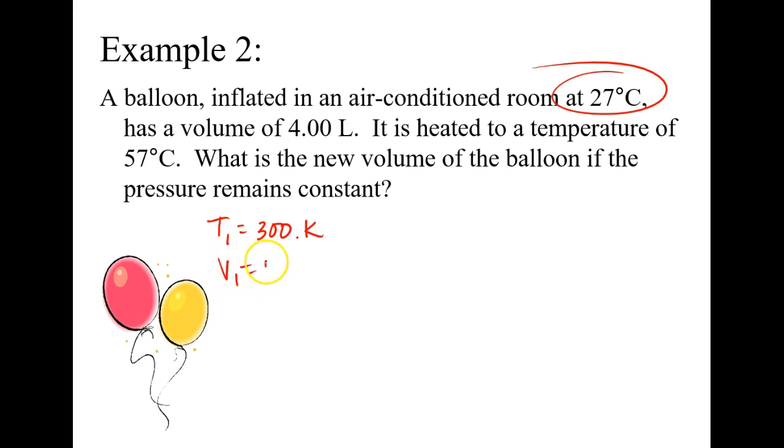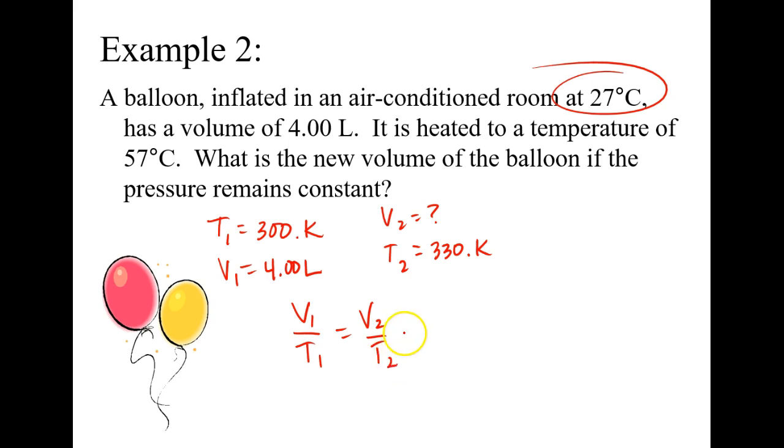My initial volume is 4 liters. I want to know what the new volume is, and my new temperature has gone up from 27 to 57, so that will be 330 Kelvin. 2 V's, 2 T's means we're looking at Charles' law. V1 over T1 equals V2 over T2. So, let's see here, 4 liters over 300 Kelvin equals V2 over 330 Kelvin.